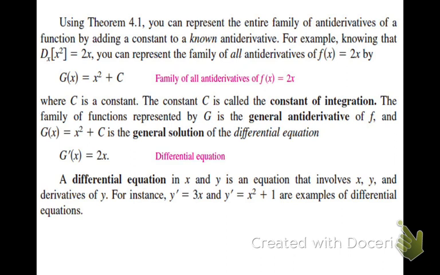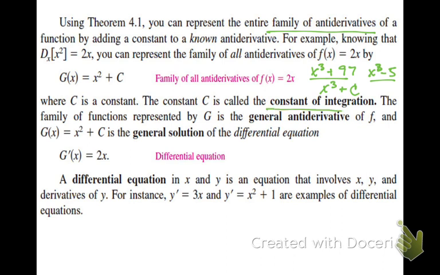It says Theorem 4.1, you can represent the entire family of an antiderivative. So when we did this, we just had x cubed plus 97 and x cubed minus 5. Okay, so these are one solution, yes? But when we did the x cubed plus C, what we made was a family of antiderivatives, because it could be anything. Okay?